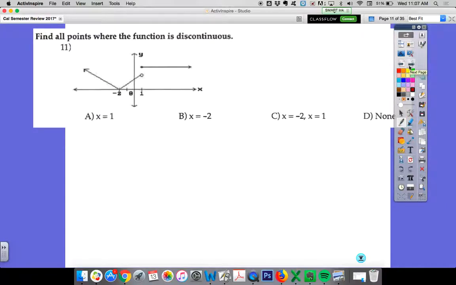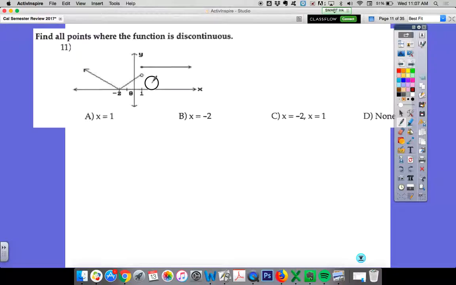Okay, now this, where is the function discontinuous? It's basically, guys, if you were drawing it with your pencil, where would you pick up your pencil? And your answers are all X's. And just because you got a sharp point here doesn't mean anything for continuity. It's basically asking where do you pick up your pencil? Like if you were going to sketch that, if you were going to trace it, where would you pick up your pencil?